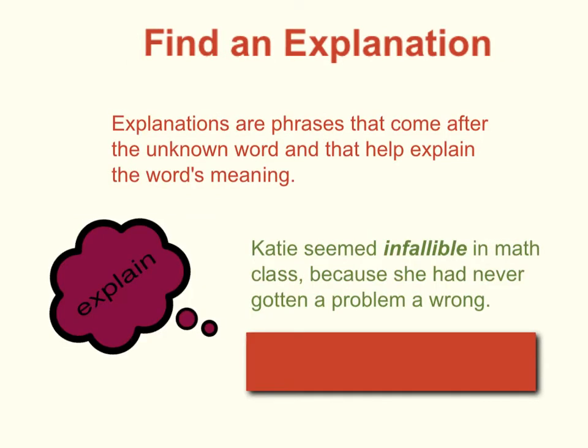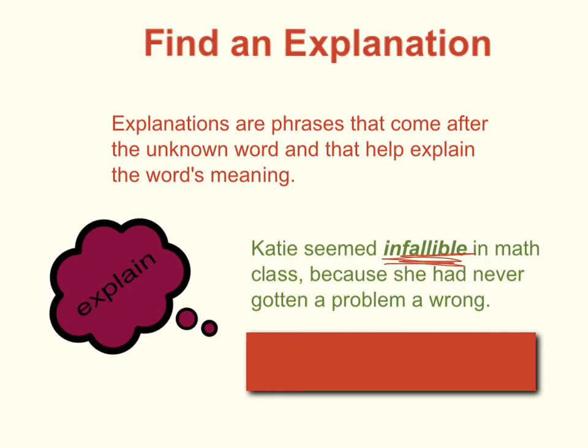Another type of context clue that we can look at are explanations. Explanations are phrases that come after the unknown word and that help explain the word's meaning. So let's take a look at this example. Katie seemed infallible in math class because she had never gotten a problem wrong. The word that we're looking at here is infallible. That's the word in question. We don't know that word's meaning.